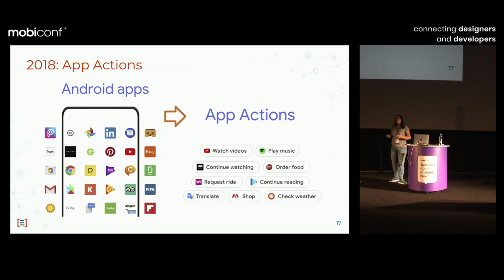So this year, they're taking a step further. They're introducing App Actions. They are going from predicting the next app that you're going to use to the next action that you're going to do inside an app. So for example, for YouTube it is to watch a video. If it's an ordering food app, it is to order something. If it's an e-commerce app, it's to shop, and so on.